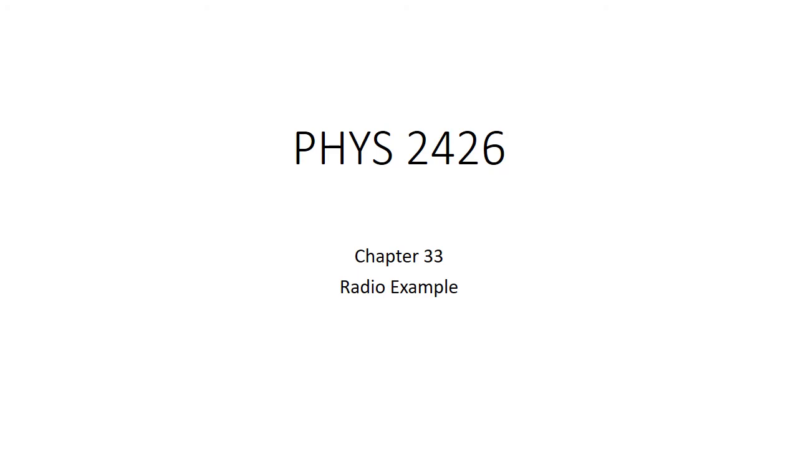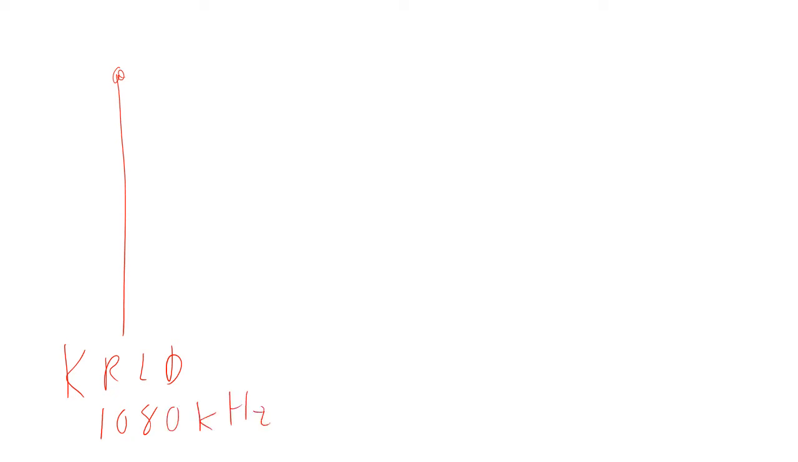So for our radio example, let's consider a radio tower. Let's look at KRLD. Okay, so KRLD broadcasts in the AM band, and KRLD has a frequency of 1080 kilohertz, and it broadcasts with a power of 50 kilowatts. Okay, so this is going to be the frequency and the power.